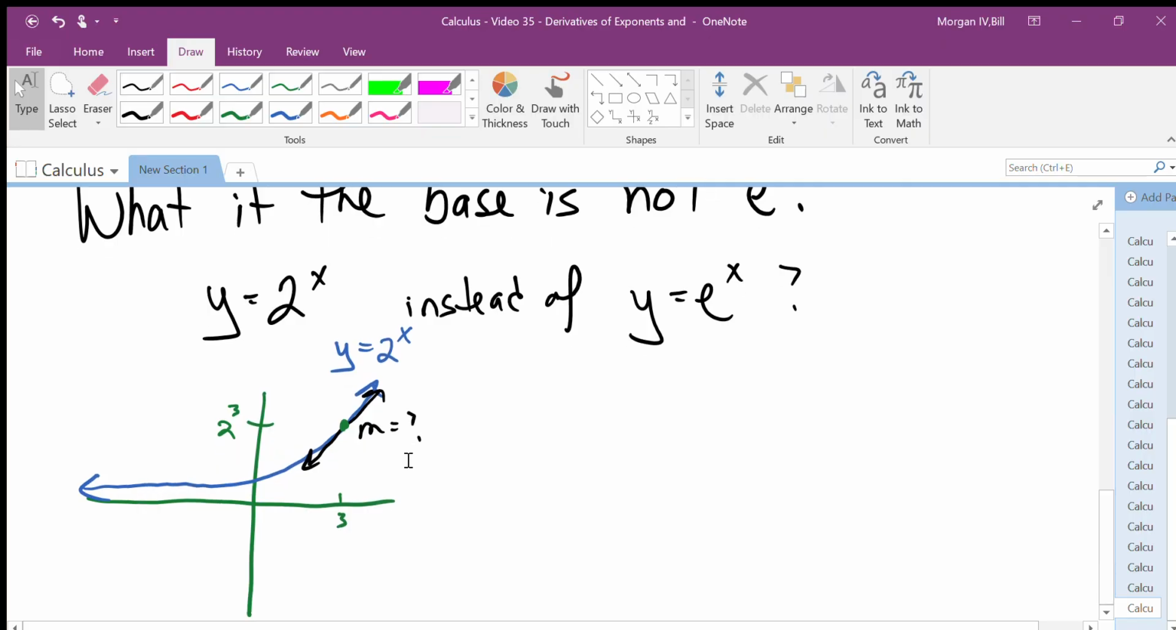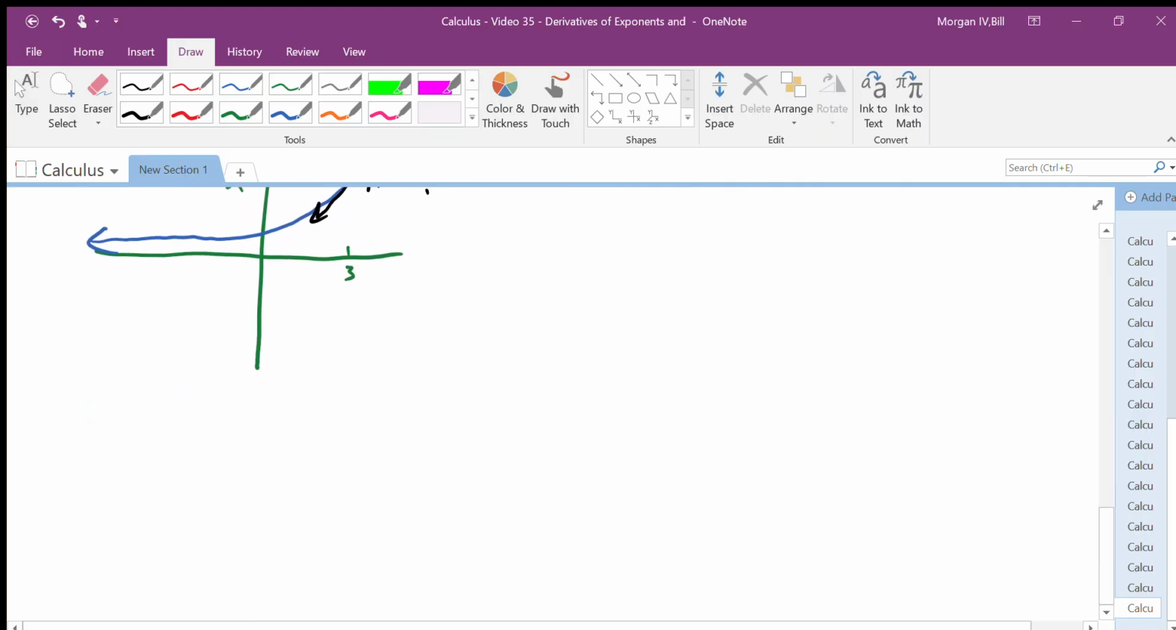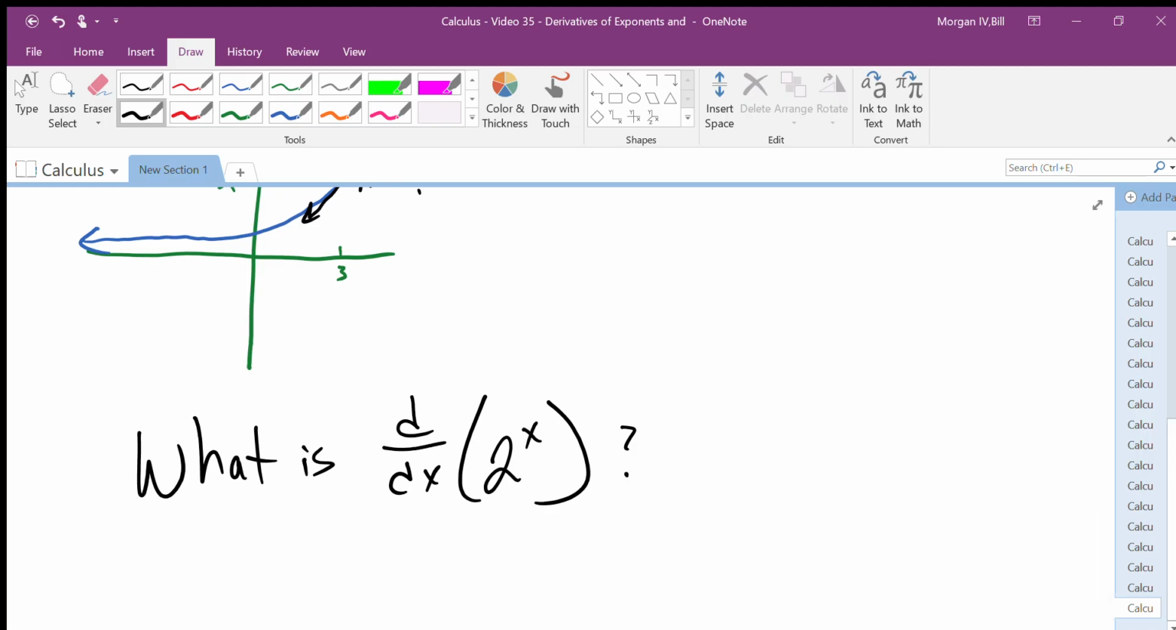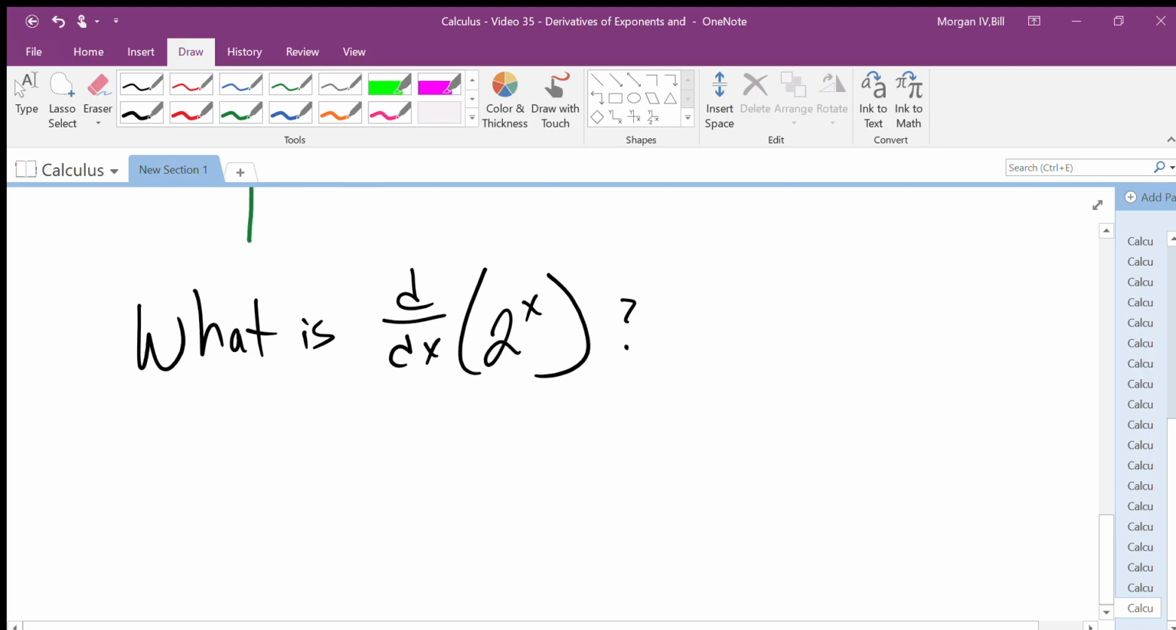Okay, so let's address that. Let's see what is the derivative of 2 to the x? What is the slope of the tangent line for 2 to the x as opposed to e to the x? Before we can get there, let's do a little sidetracking. Let's remember back a little bit of algebra, some properties of exponents and logarithms. We'll need to use these properties in order to answer this question, what is the derivative of 2 to the x?